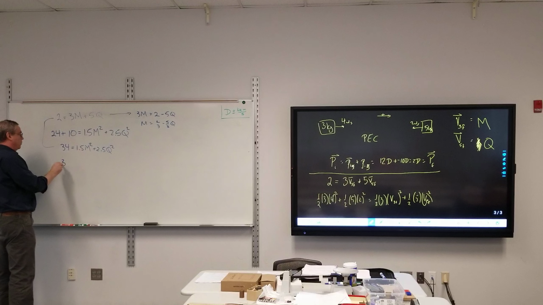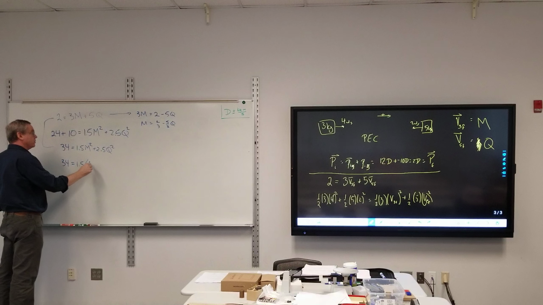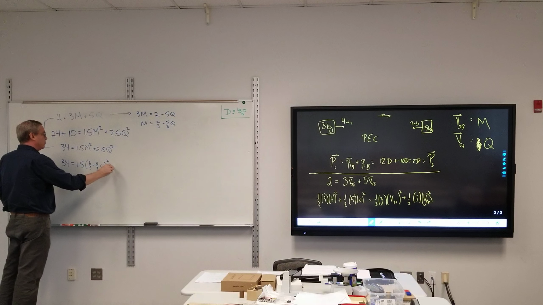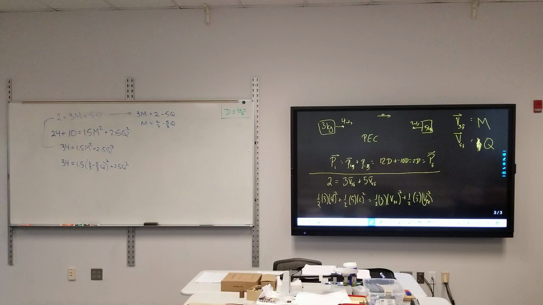We have 34 is equal to 1.5 times (2/3 minus 5/3 q) quantity squared plus 2.5 q squared. You might notice we're heading towards a quadratic equation. Actually, I guess officially it is a quadratic equation. We're heading towards a standard form quadratic formula.